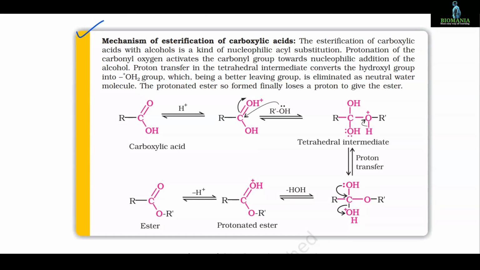Now the mechanism of esterification of carboxylic acids. The esterification of carboxylic acid with alcohols is a kind of nucleophilic acyl substitution. Protonation of the carbonyl oxygen activates the carbonyl group towards nucleophilic addition of the alcohol. Proton transfer in the tetrahedral intermediate converts the hydroxyl group into an OH2 group, which, being a better leaving group, is eliminated as a neutral water molecule. The protonated ester so formed finally loses a proton to give the ester.